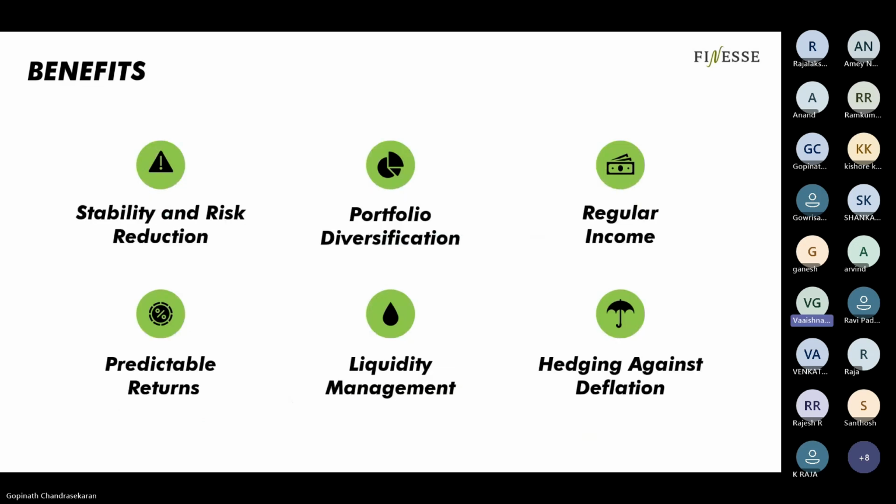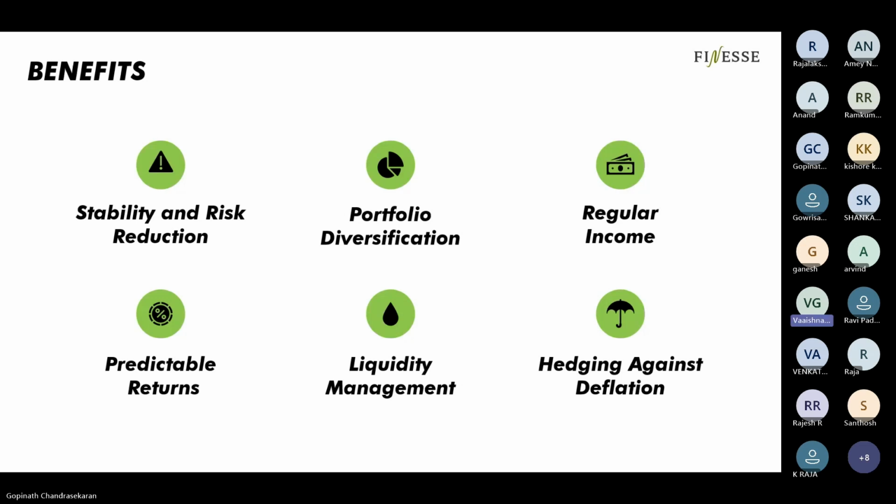When you move on to the benefits derived from corporate and government securities, we'll first look at stability and risk reduction. Debt securities, particularly government and high quality corporate bonds, are considered safer investments because they provide fixed payments and are less volatile than stocks. This stability helps reduce overall portfolio risk, especially in uncertain markets. They act as a buffer during equity market downturns, offering more predictable performance.